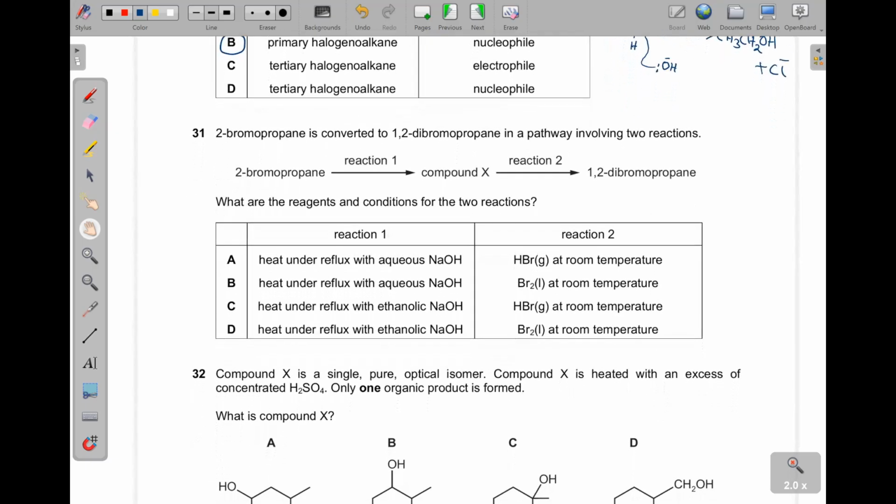Then 31, 2-bromopropane is converted to 1,2-dibromopropane in a pathway involving two reactions. So 2-bromopropane, reaction 1 gives us compound X, and then under reaction 2, 1,2-dibromopropane. Now what I can see here, from a mono-bromopropane to a dibromo, that means we need to first make this one an alkene.